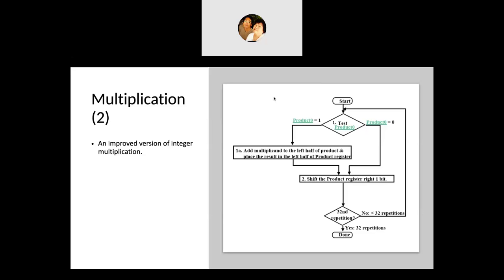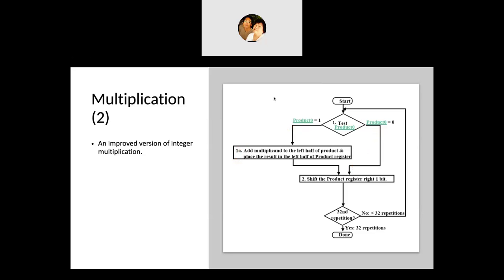How can we improve that kind of algorithm? Look at this one. Instead of checking the multiplier, we test the product 0. The product 0 means the rightmost bit of the product, or we can simply call it the least significant bit. Test whether it's 0 or 1. If it is 0, do nothing. Just go to step number 2. But if the product 0 is 1, we do step 1a.